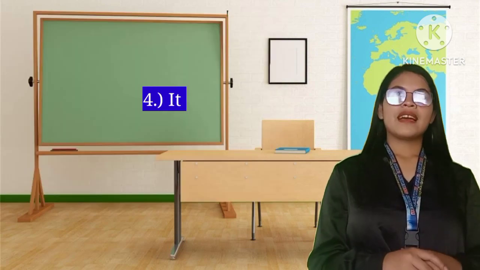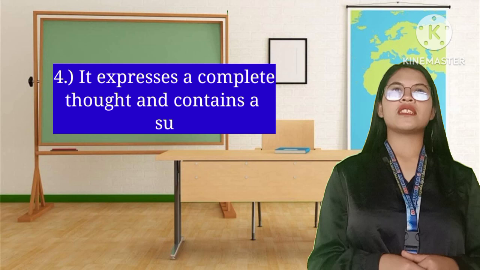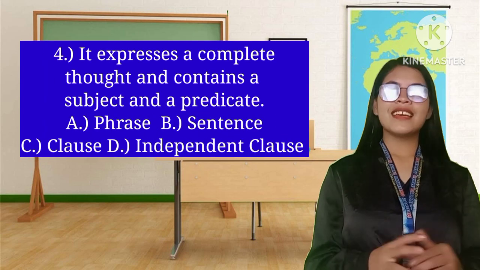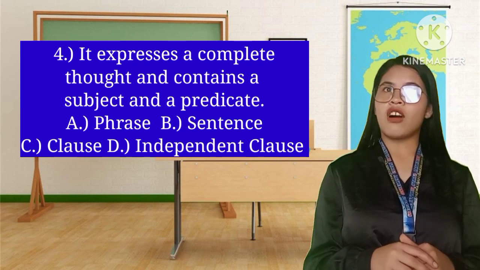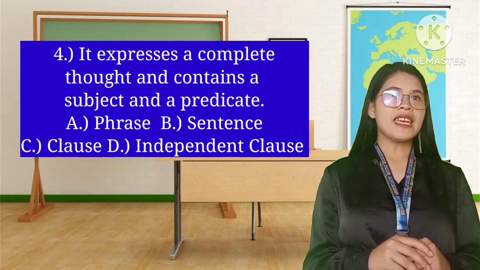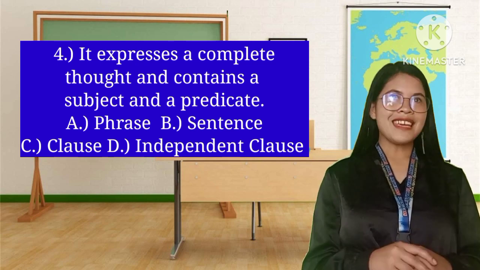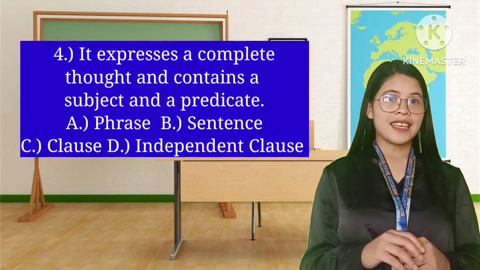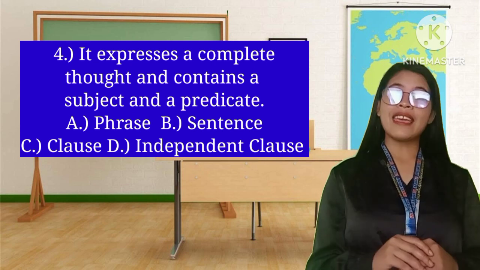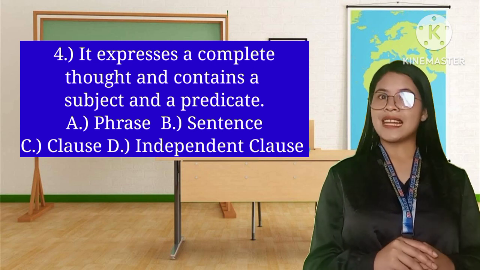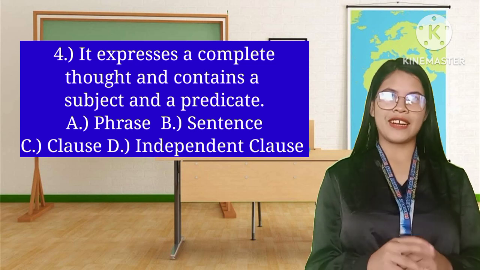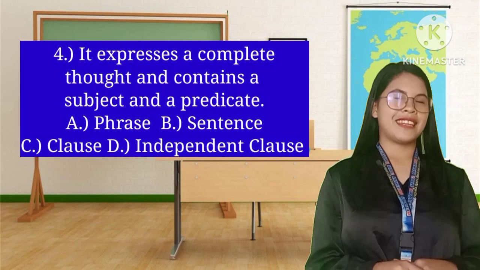Number 4. It expresses a complete thought and contains a subject and a predicate. Again, it expresses a complete thought and contains a subject and a predicate. A. Phrase. B. Sentence. C. Clause. D. Independent clause. Again, A. Phrase. B. Sentence. C. Clause. Or letter D. Independent clause.